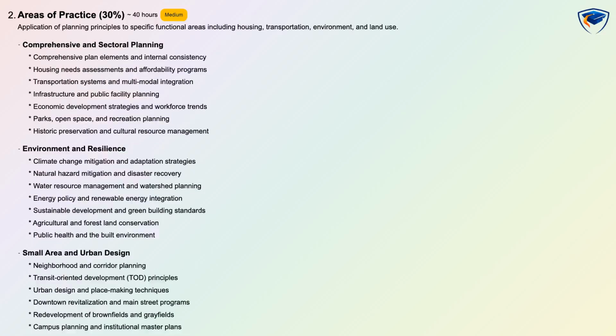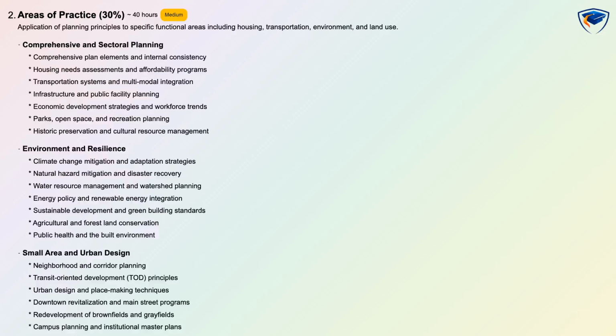Areas of practice is also 30% of the exam, rated medium difficulty with an estimated 40 hours of study and both conceptual and scenario-based questions. This domain applies planning principles to real functional areas, so you will study comprehensive and sectoral planning elements including consistent plan structure, housing needs assessments and affordability programs, multimodal transportation systems, infrastructure and public facility planning, economic development strategies, parks and open space planning, and historic preservation.